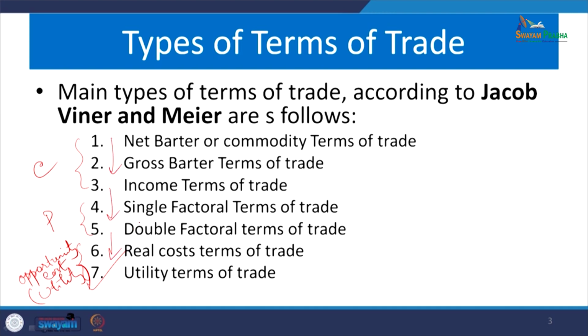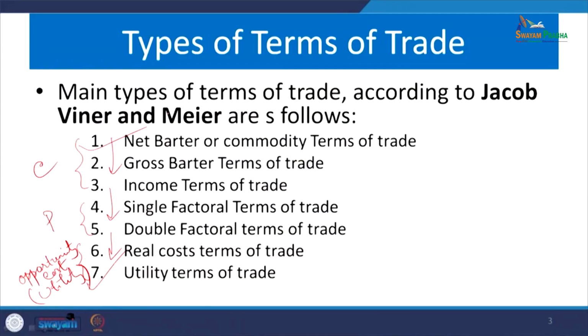Though each of the instruments has its own shortcomings, the simplest method of measurement is the net barter terms of trade, which is largely used in our discussion and in many other discussions. Now, in this lecture we are emphasizing what really influences the terms of trade, and after that, what it impacts. If the terms of trade is higher, is it favorable? If it is lower, is it unfavorable?